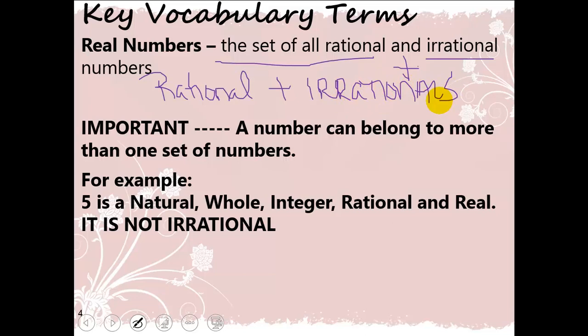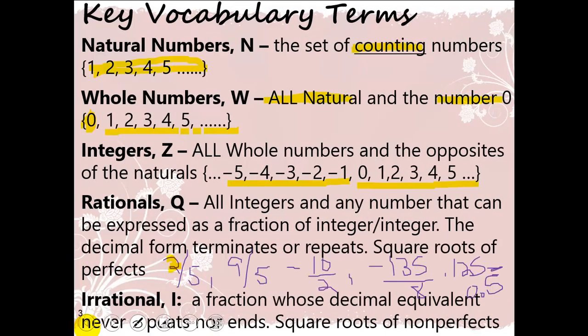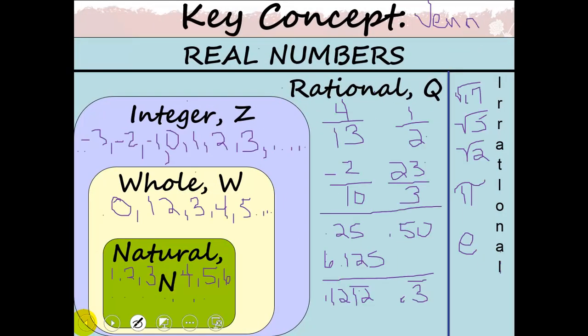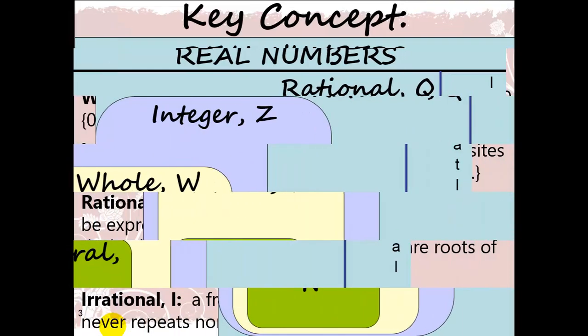So a number can belong to more than one set. So 5 is a natural number because we can count to 5. It's a whole number. It's an integer. It's rational, and it's real. Notice that if it is, I'm going to go back to that picture. If it is on this side, then it cannot be irrational. This line right here separates all of the rationals from the irrationals. Can't be both an irrational and a rational. Okay?